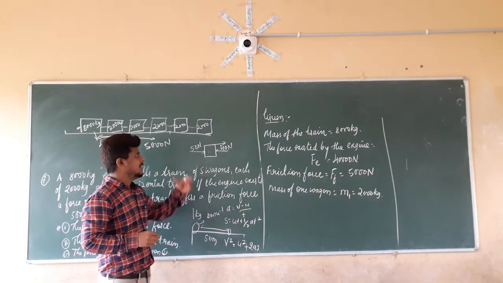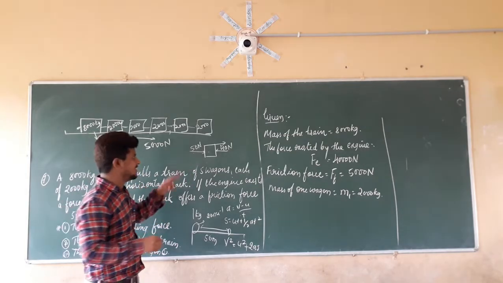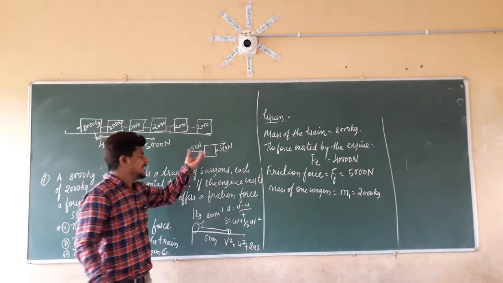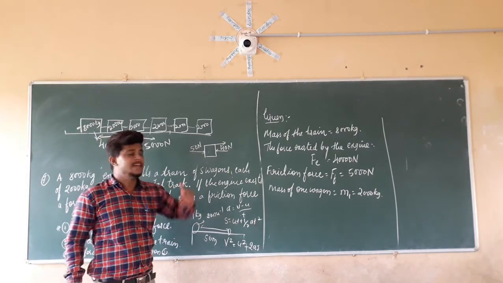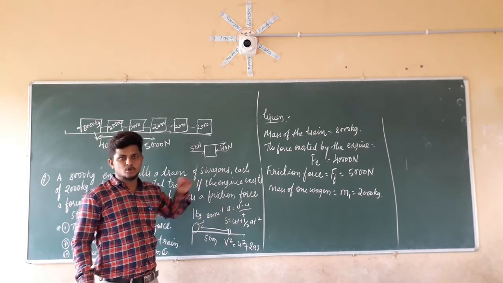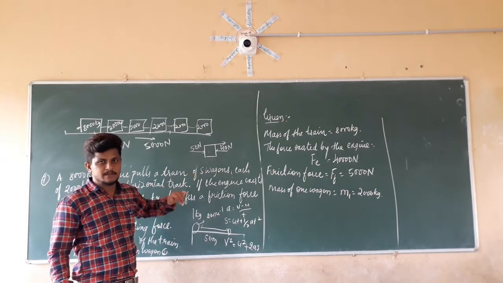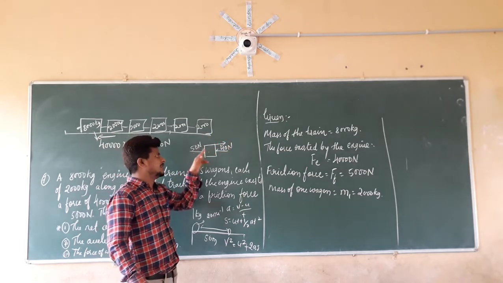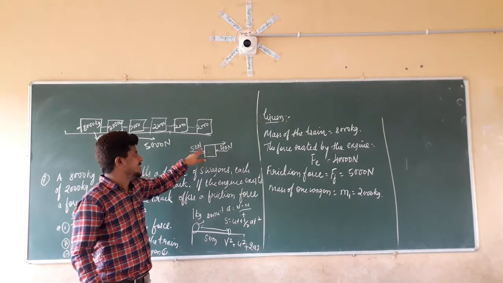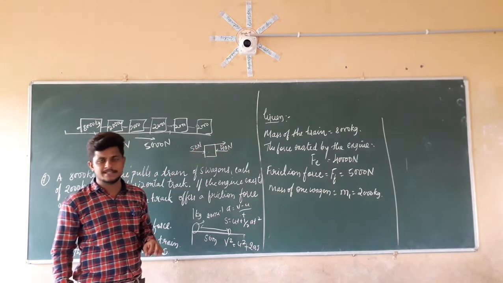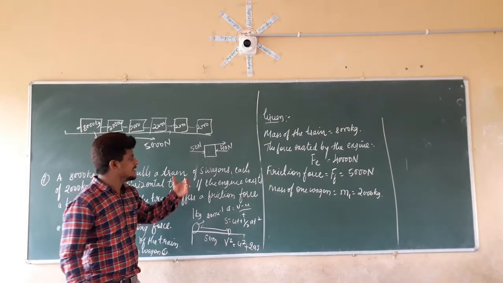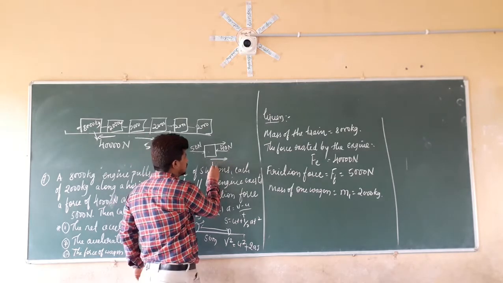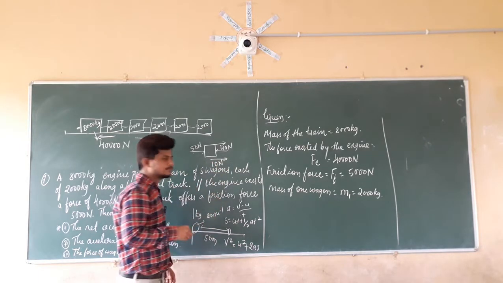For that reason, if two forces are acting on a single object in opposite directions, the net force is calculated as the difference between those two forces. So the net force acting on this ball is how much? 50 minus 40 is equal to how much? It is equal to 10 Newton. And in which direction is it acting? It is acting in this forward direction. So the net force is 10 Newtons.